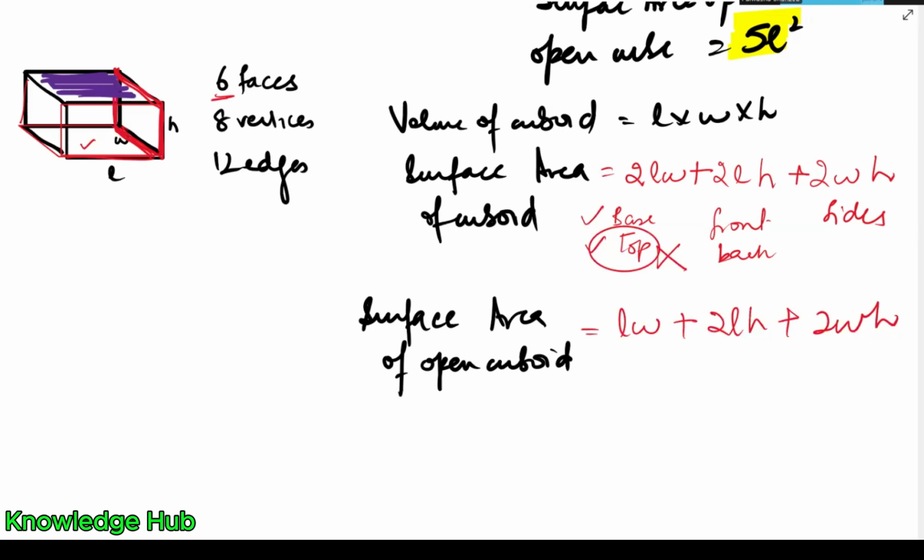So we're done with the cuboid. For the cuboid, the volume is length times width times height. The surface area for a closed cuboid is 2LW plus 2LH plus 2WH, and for an open cuboid it is LW plus 2LH plus 2WH. Okay, now let's talk about prism.